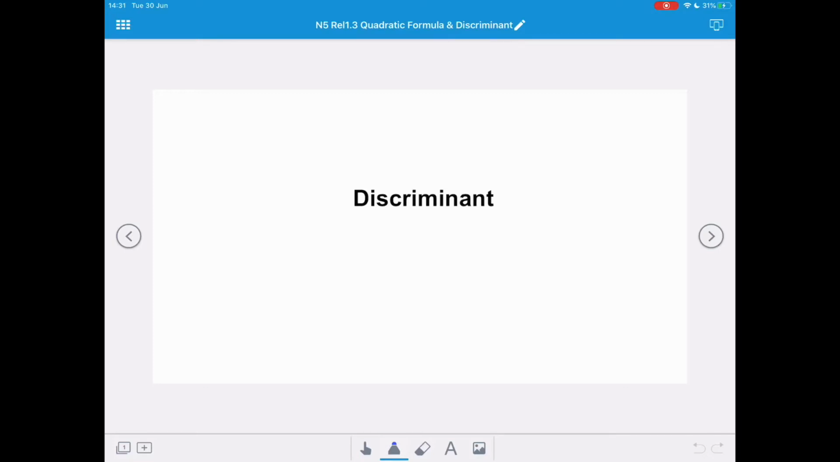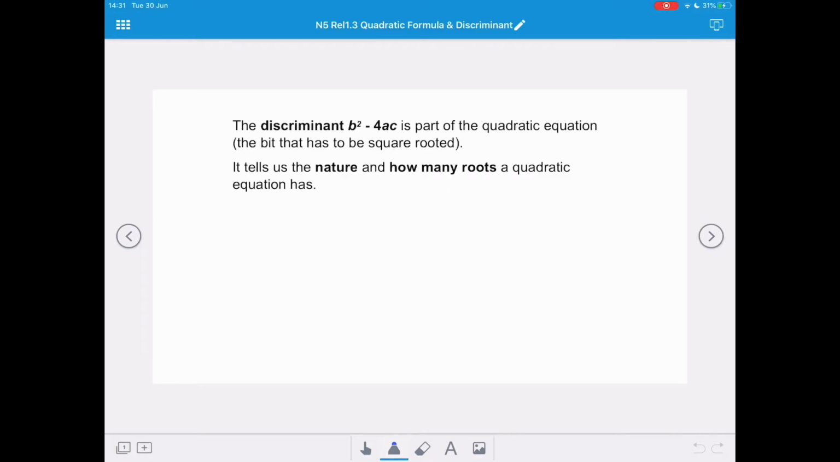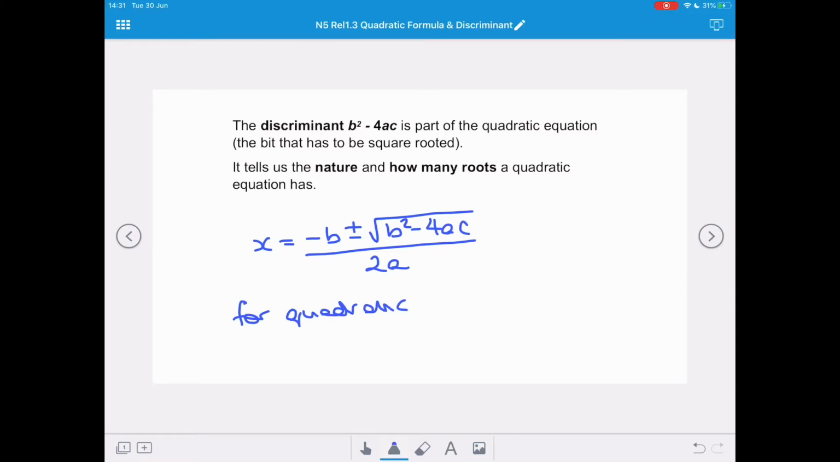This video looks at something called the discriminant. Now the discriminant is the b squared minus 4ac part of the quadratic equation. So remember, our quadratic formula is x equals negative b plus or minus the square root of b squared minus 4ac, all over 2a. And this is how we calculate the roots for any quadratic function in the format of the general equation ax squared plus bx plus c equals 0.